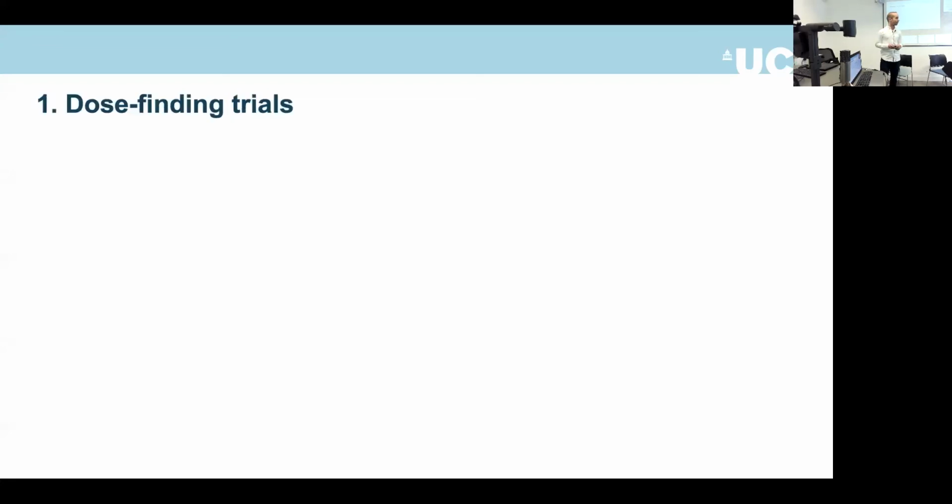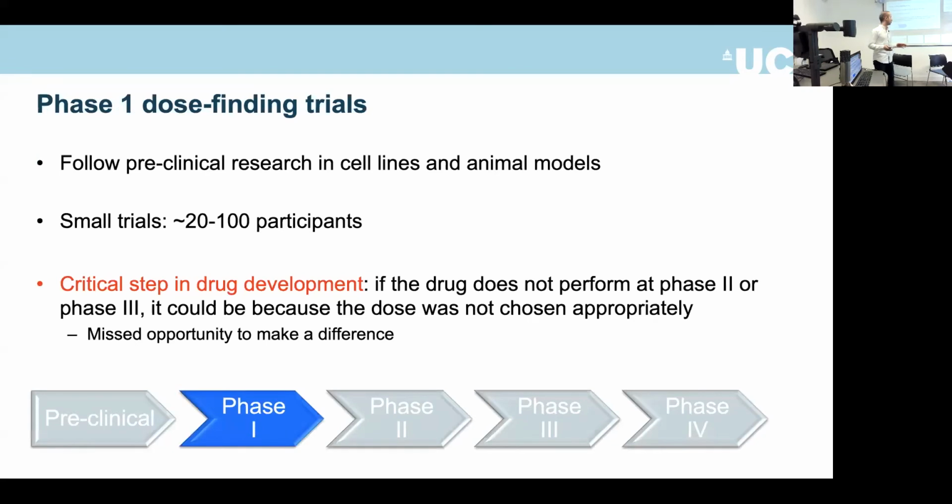So, dose-finding trials, quick introduction, but I think it's important in the sense that if you're not familiar with dose-finding trials, it will be really difficult to follow the rest of the talk. So, dose-finding trials, what are those? They follow preclinical research. So it would be after research in cell lines, so in vitro, in vivo, as well as after animal models. These are very small trials, 20 to 100 participants in general.